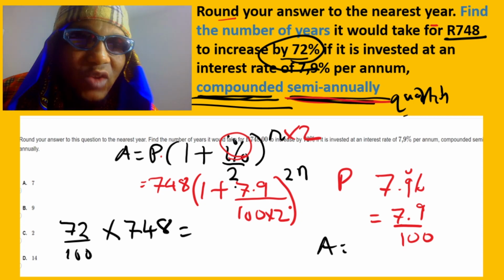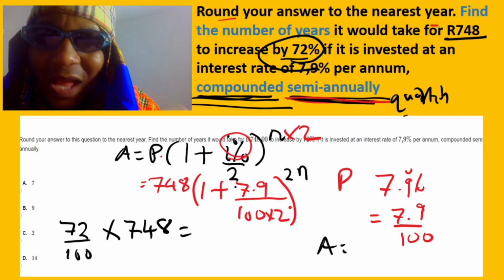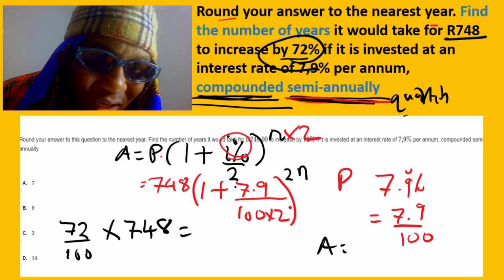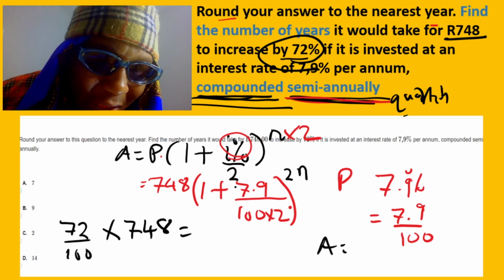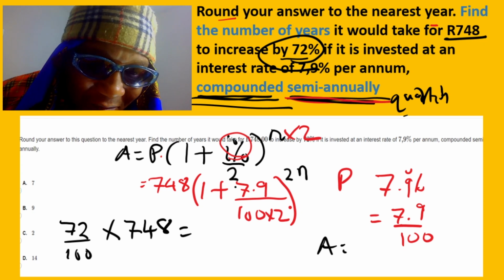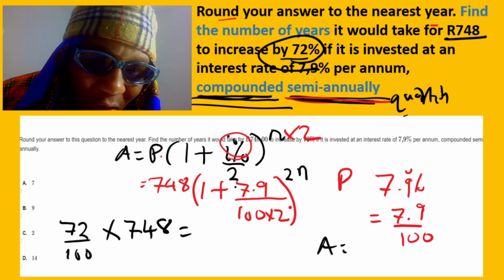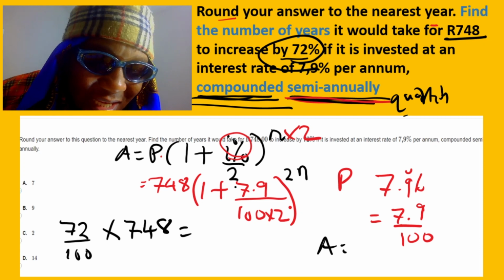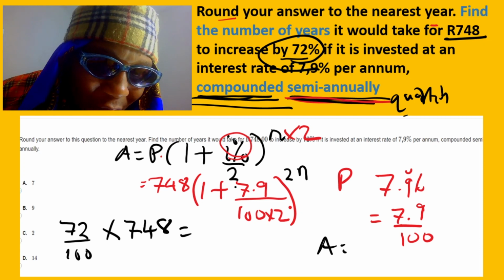Okay, so now let's go to our calculator. We have 72%. Come here, 72, and then at the bottom over 100, and then we multiply by 748. So the 72% increase is going to be that amount.